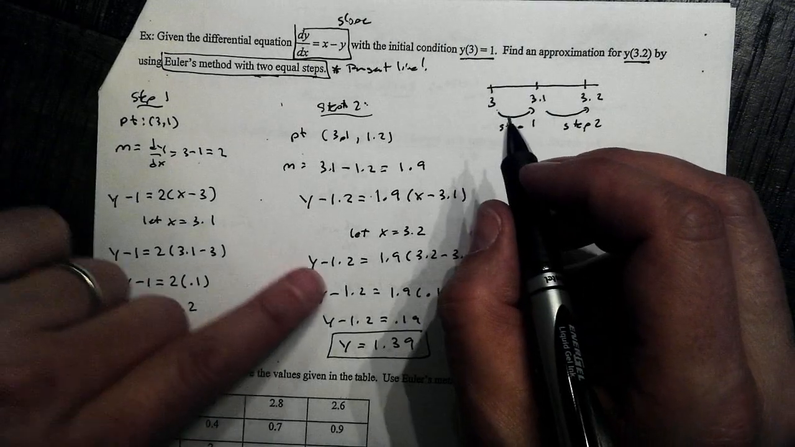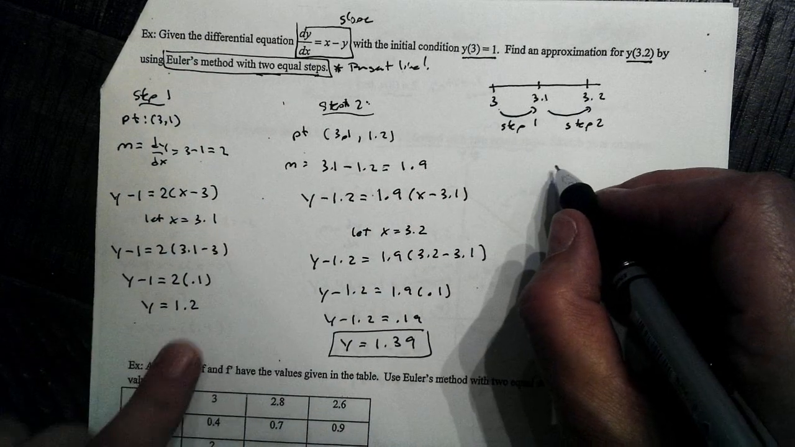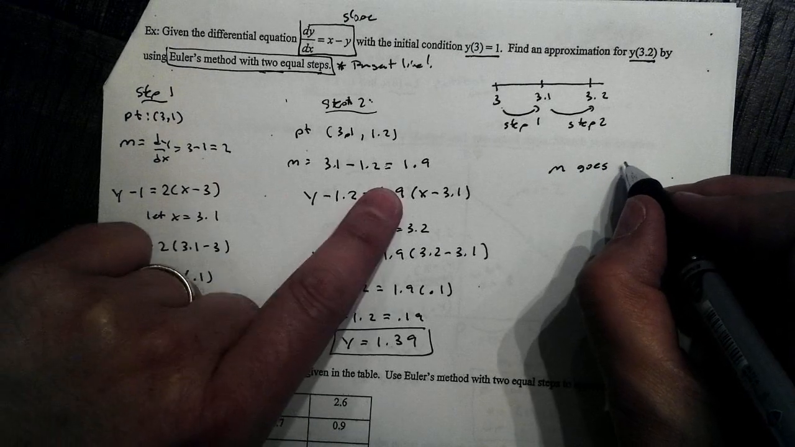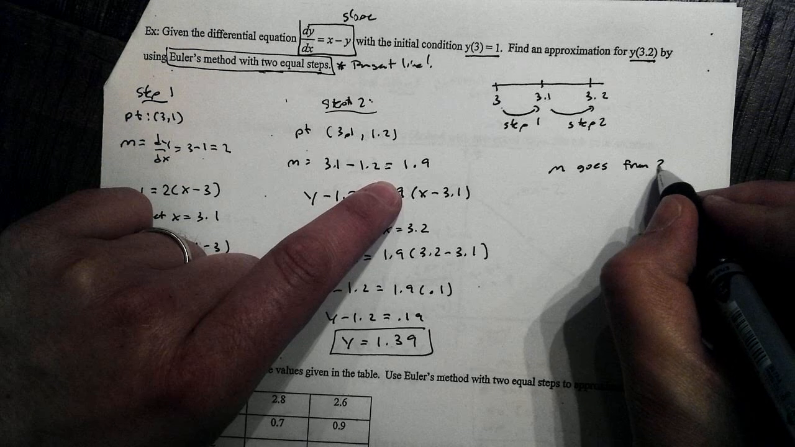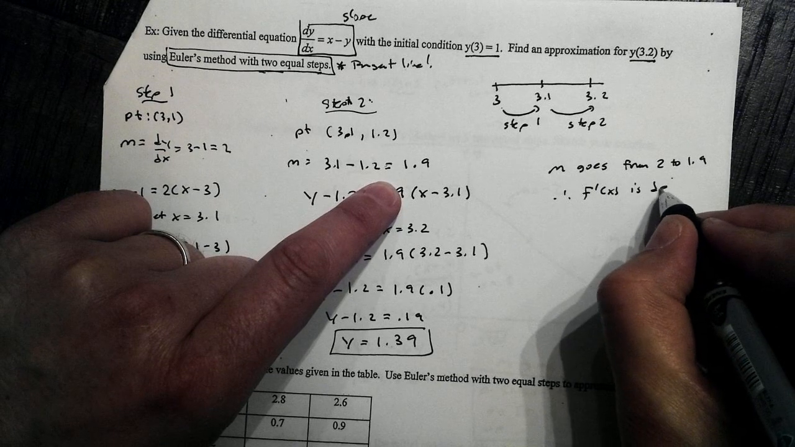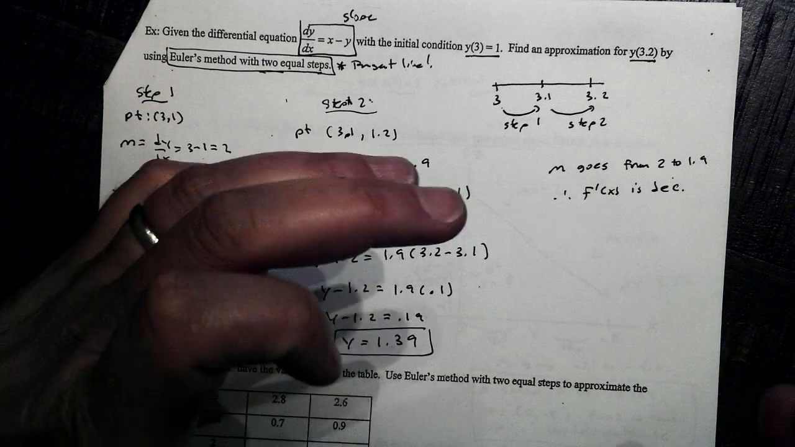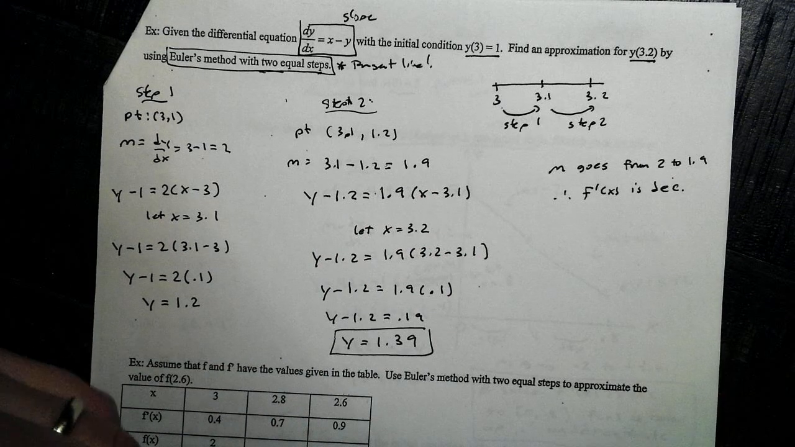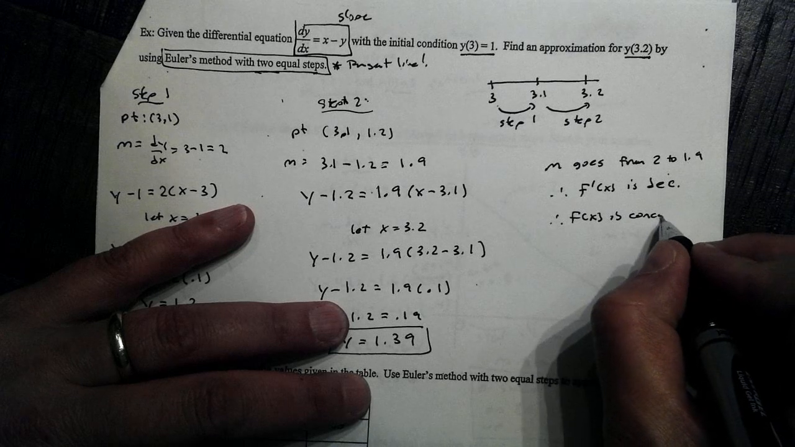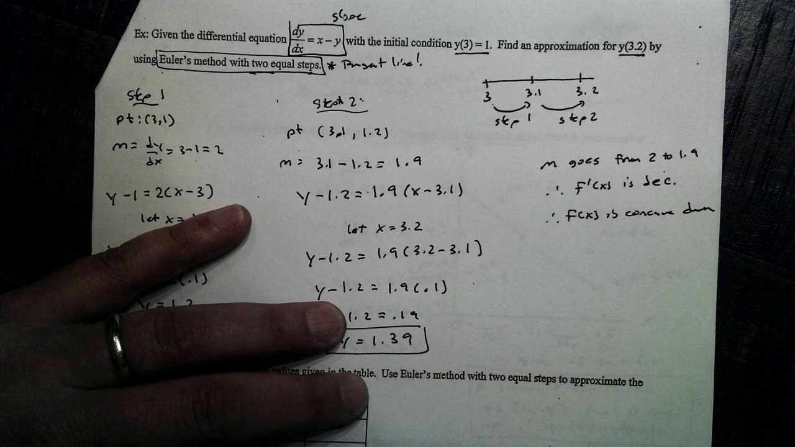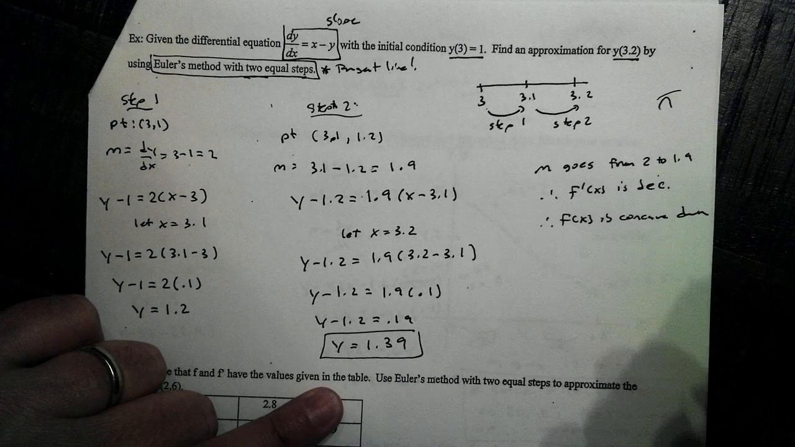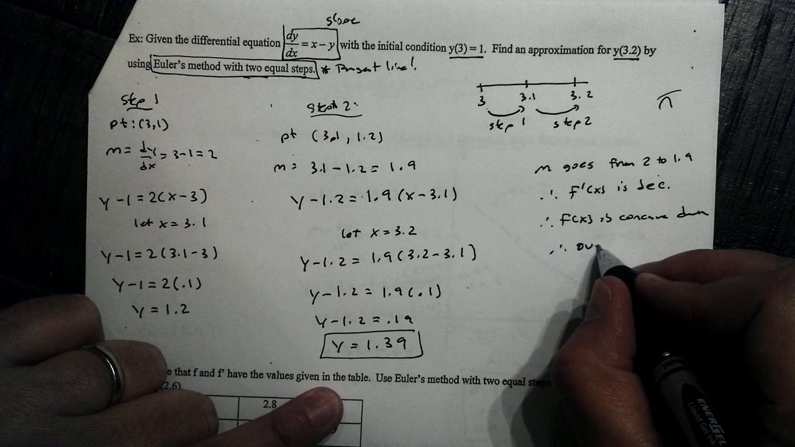And if you notice, our slope here is actually decreasing. Our slope goes from 2 to 1.9. Therefore, we know that the derivative is decreasing. What does that tell me about the concavity? Well, if the slope is decreasing, that tells us we are concave down. Therefore, the function is concave down. And in terms of our approximation, well, this would be an overestimate. Remember, concave down, we have an overestimate. Therefore, this is an overestimate.